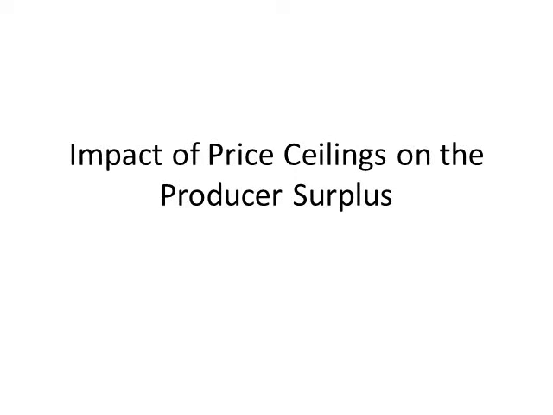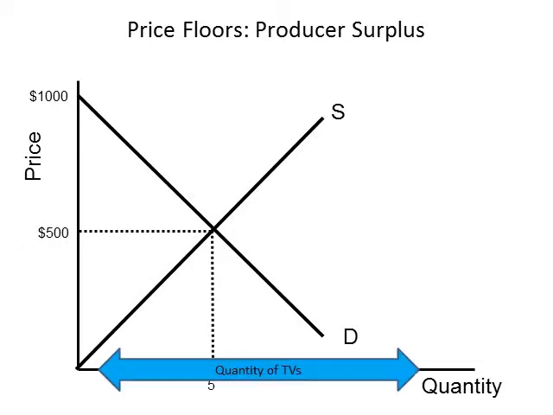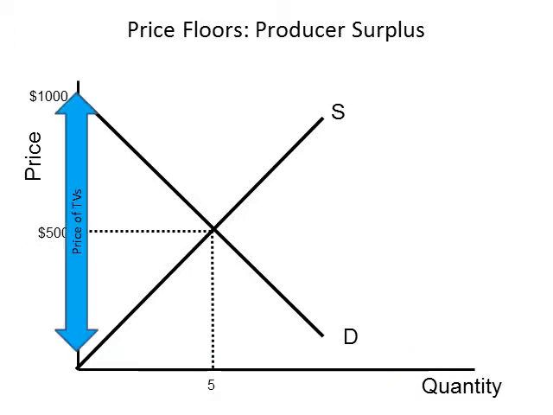Let's look at the impact of price ceilings on the producer surplus. Let's start by reviewing the graph. The horizontal axis represents the quantity of TVs, and the quantity of TVs increases as we move from left to right. The vertical axis represents the price of TVs, and the price increases as we move from bottom to top.